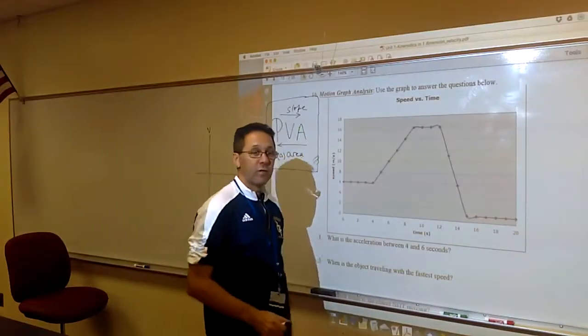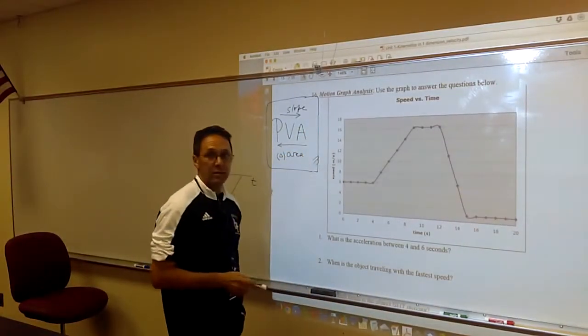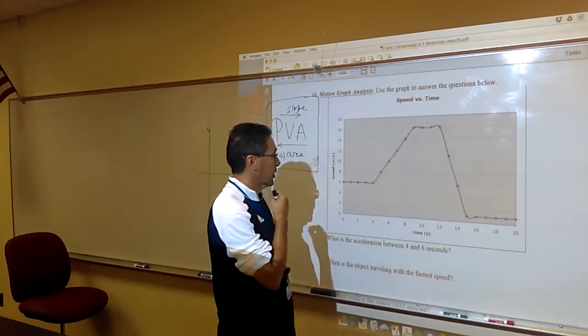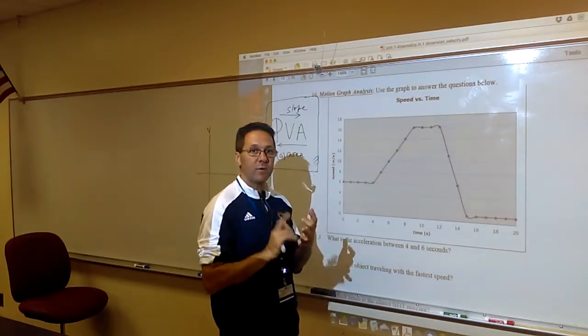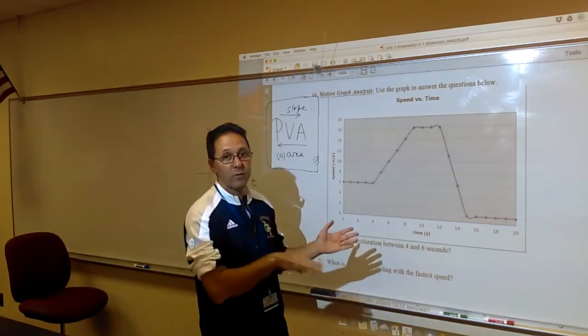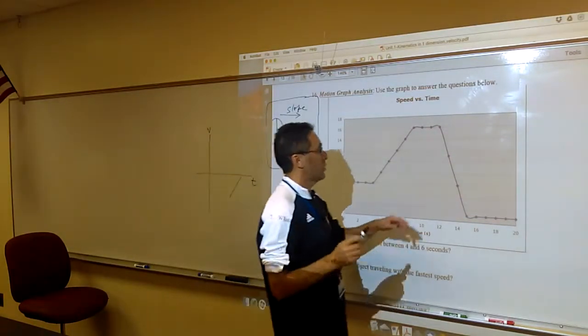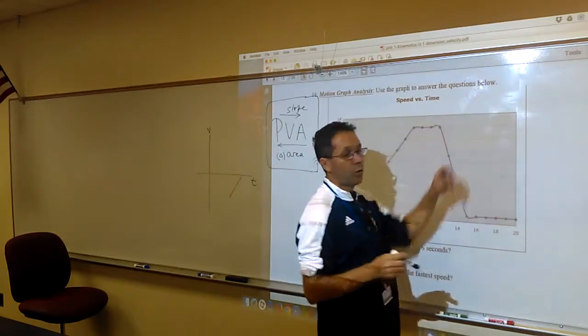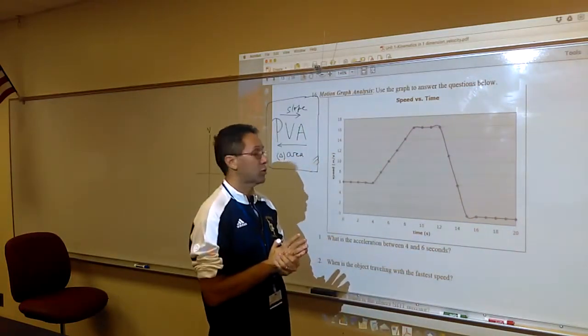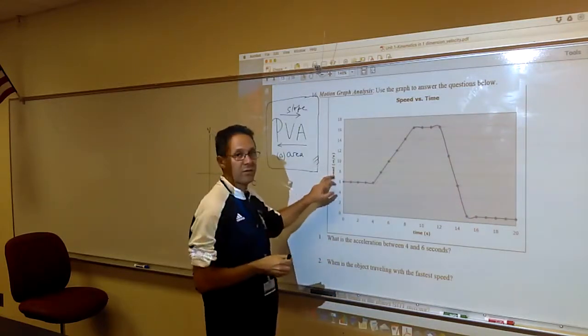Hello everyone. Today we're going to talk about the graphical analysis of motion graphs. So we're going to talk about position time, velocity time, and acceleration time graphs. And we're going to see how we can go from one to the other. I want you to understand that all three kinds of graphs give you different information, so you have to be careful about what graph you're looking at.